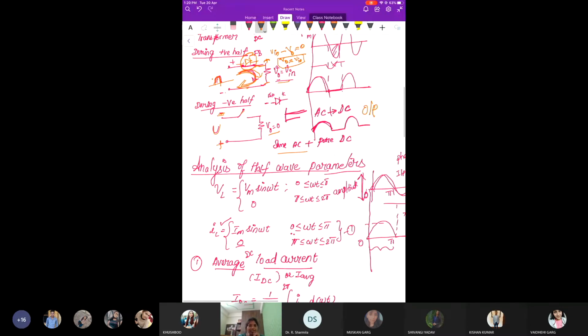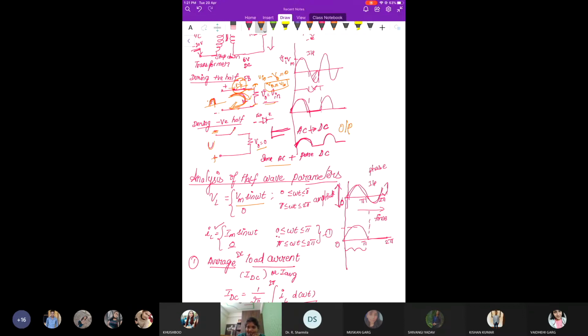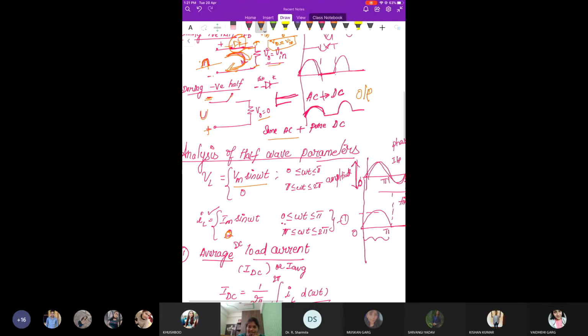Already I told you any sine waveform is represented in the form of Vm sine omega t. What is Vm? Amplitude of the message signal. So omega t is nothing but the angular frequency of your message signal. If it is current, we represent it as Im sine omega t, in the interval 0 to pi. If it is pi to 2 pi, there is no output voltage or current, so it is 0.